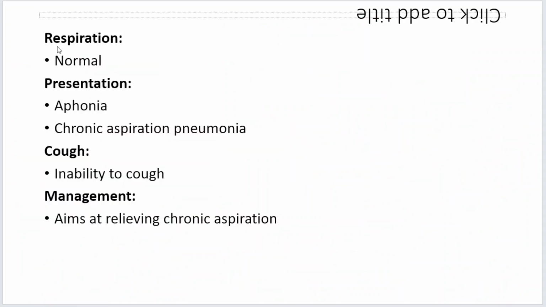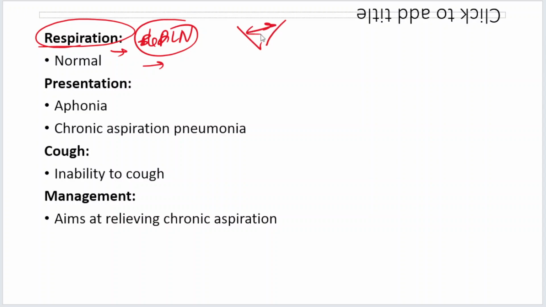Respiration is normal. As I said, respiration has a problem only in bilateral recurrent laryngeal nerve palsy. Other than that, no other vocal cord paralysis will have this problem. Why? Because the vocal cords are far away from the midline, it is easy for the patient to breathe. Enough air can go in. There is no problem with respiration.